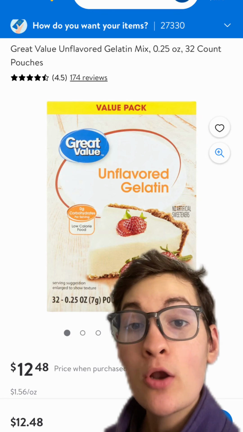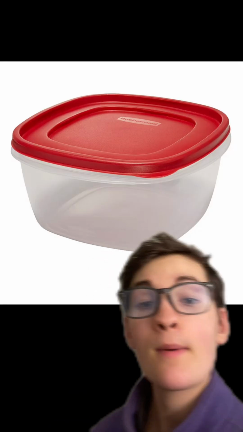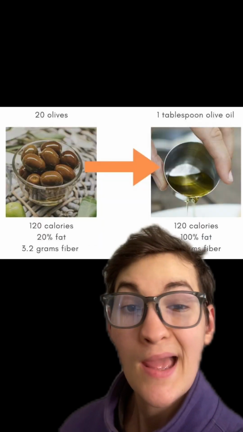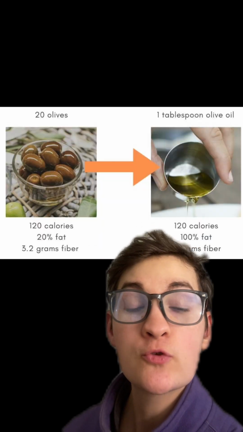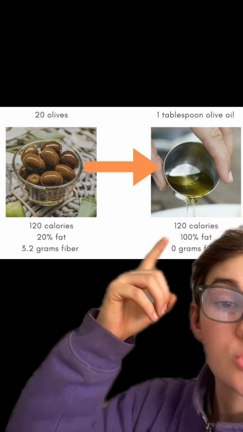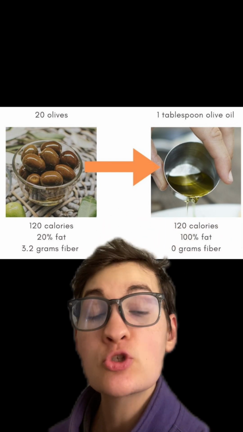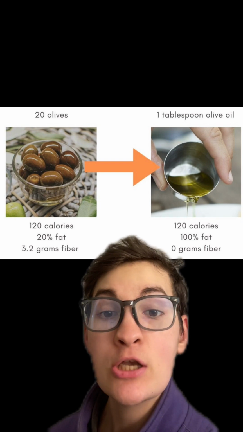Adding in things like unflavored gelatin, which would get you about a Tupperware container full of gelatin for only about 20 calories. And switching out many processed foods for their unprocessed counterparts, such as switching out olive oil for olives. Oil is one of the easiest places to add calories without adding additional volume.